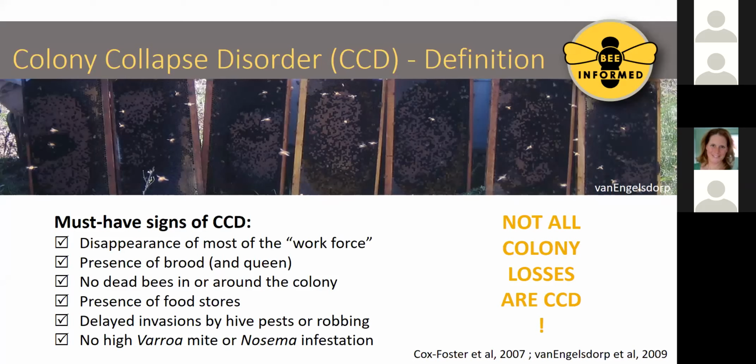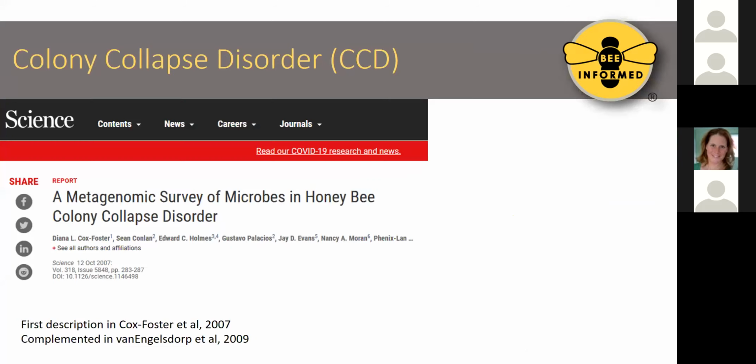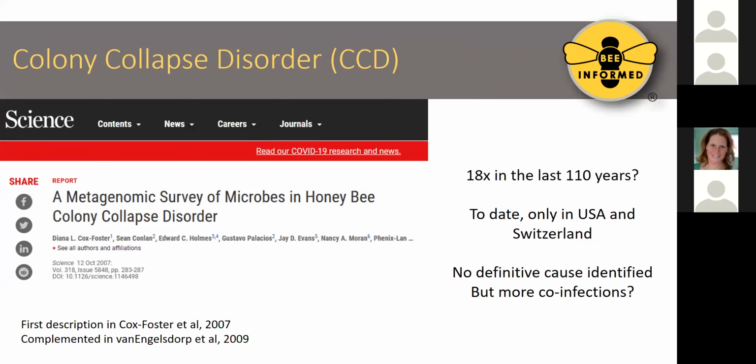And so then you can see now how this term can be misappropriated by a lot of the press out there, and what the issue is. So we talked about that the first case description was done in 2007 in the Cox-Foster publication, which I've shown a print screen here. And then researchers actually looked at historical reports, and they found that such losses actually had been documented in the US at least 18 times in the last 110 years. And they were reported under different names like May disease, disappearing disease, and never really clearly defined.